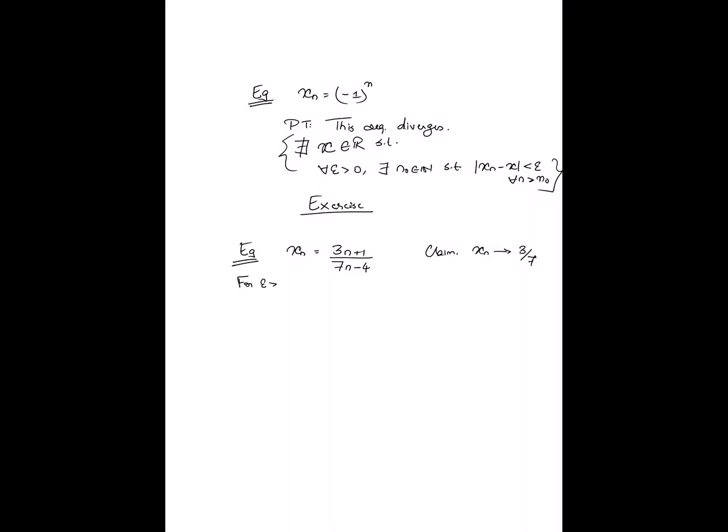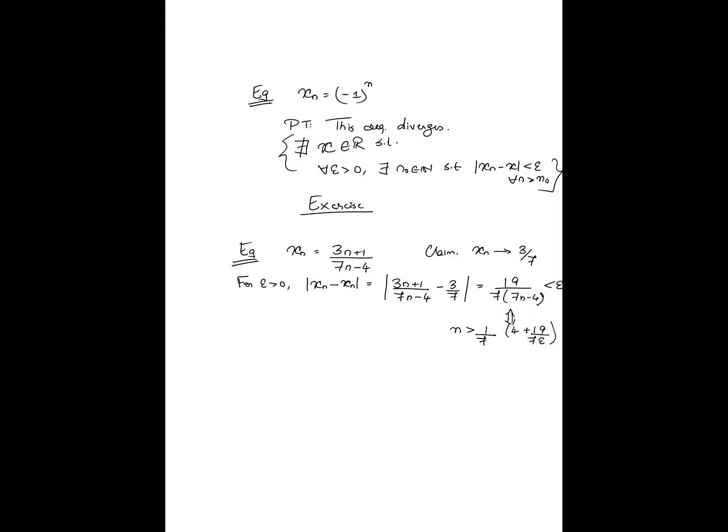Again, for some epsilon greater than 0, I basically look at the error between xn and x. In this case, that would be 3n plus 1 upon 7n minus 4 minus 3 by 7. So one level of algebra here will show you that this is in fact 19 upon 7 times 7n minus 4. And this quantity is less than epsilon. Again, invert this and check that this is in fact equivalent to saying that n should be greater than 1 by 7 times 4 plus 19 by 7 epsilon.